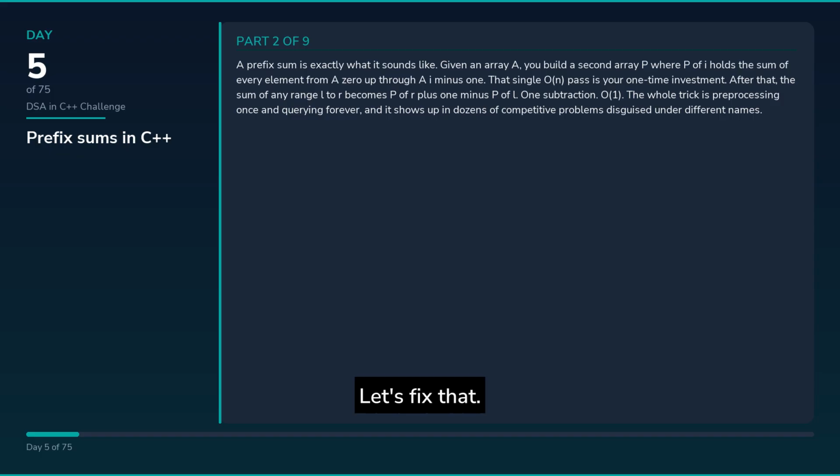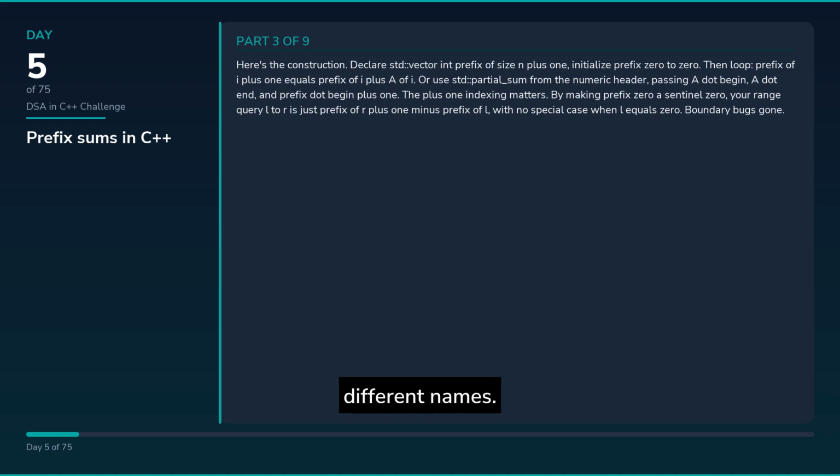After that, the sum of any range L to R becomes P of R+1 minus P of L. One subtraction. O(1). The whole trick is pre-processing once and querying forever, and it shows up in dozens of competitive problems disguised under different names.